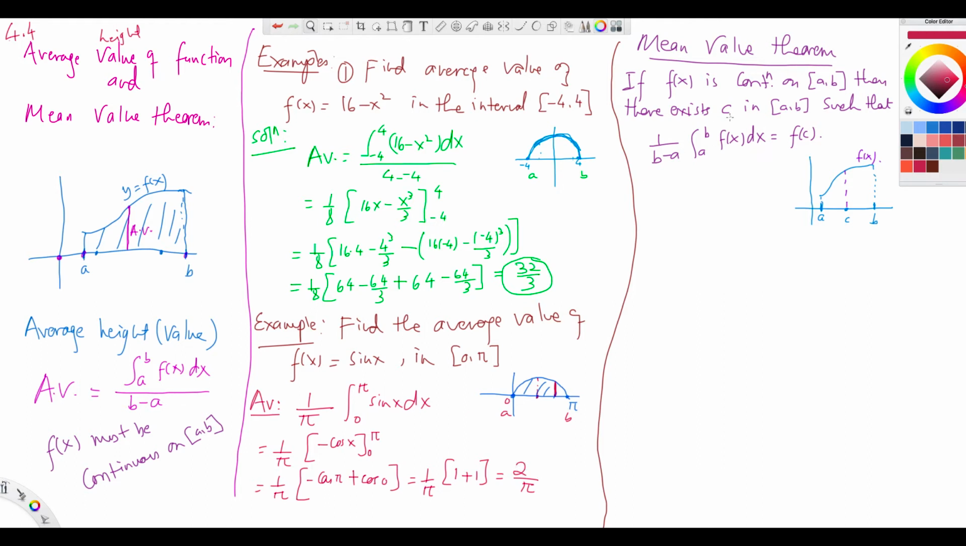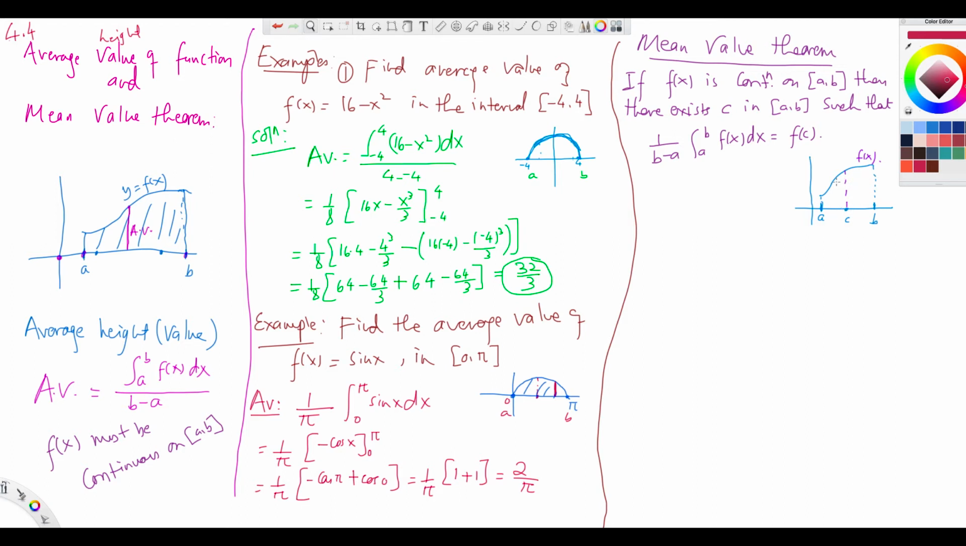So the next thing we want to do is the mean value theorem. What does it say? It says that if f(x) is continuous on the interval [a, b], then there exists a point c somewhere where the average height of the function equals the height of the function at c. So if f(x) is continuous in an interval [a, b], then you should be able to find the point c where the height of the function at c is equal to the average height of the function. And that is true, right?